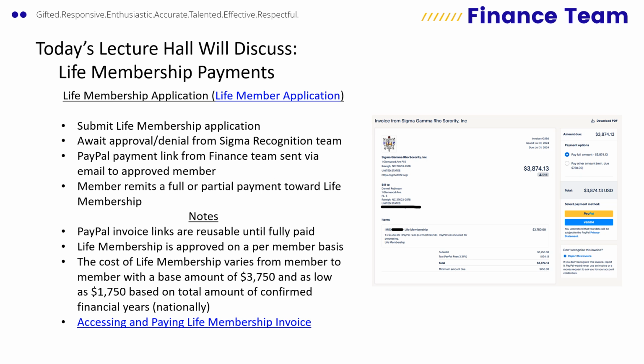Additionally, a new processing fee of 3.31% will be applied to all new life member invoices. This fee will cover the charges incurred by Sigma Gamma Rho Sorority Inc. from PayPal.